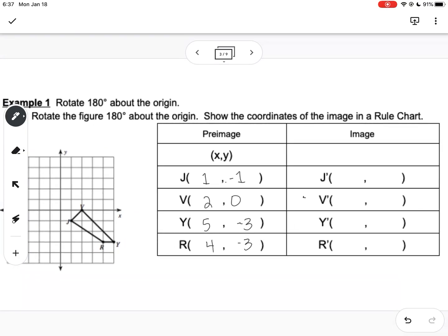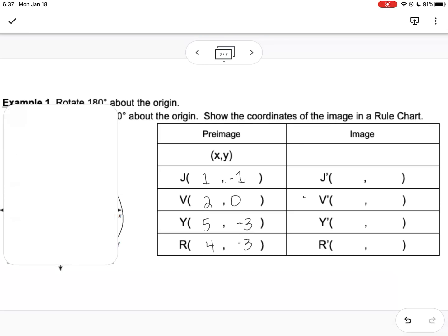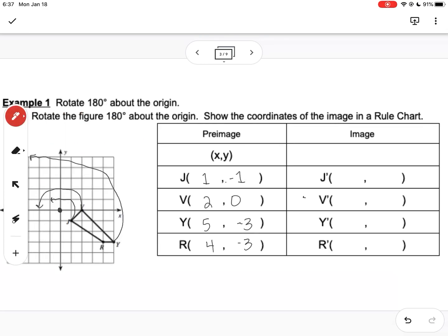All right, so we're doing 180 degrees. That means a half turn around the origin. The origin is the center of rotation. So I'm going to take each point and do a half turn around this circle. If I think about each one of these going a half turn around, where are they going to end up? My circles are pretty rough here, but I also have the rule that I can go back to.